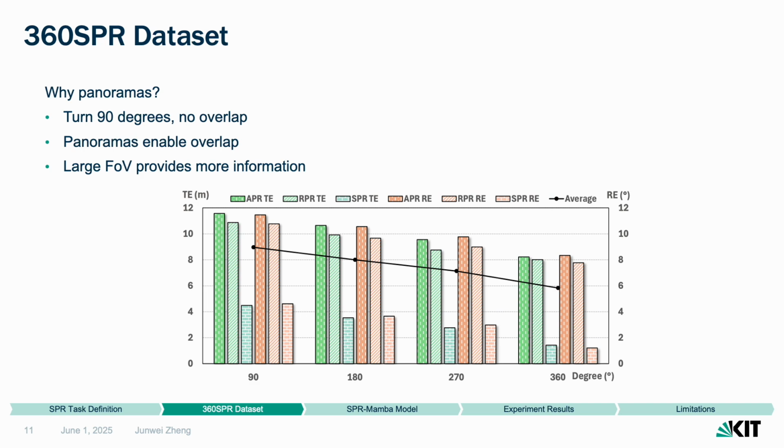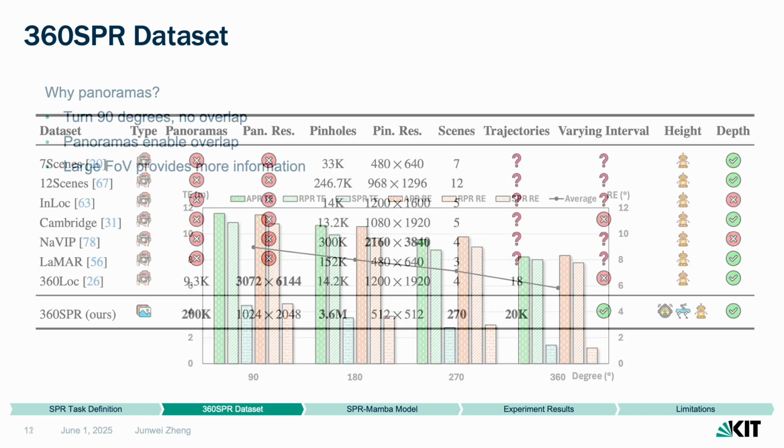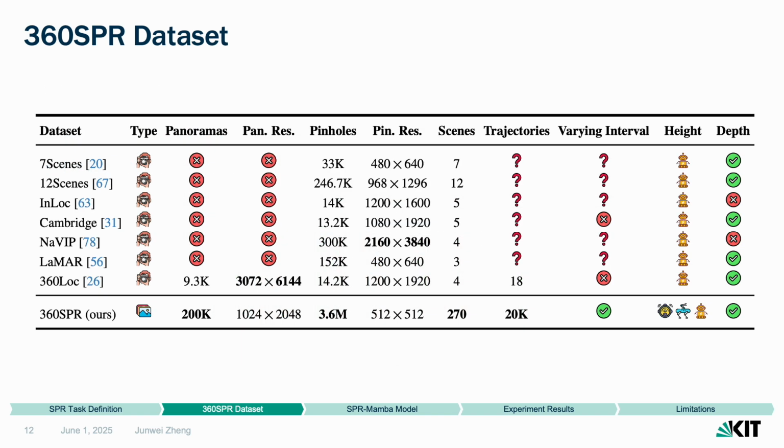In this figure, it can be observed that the translation and rotation error decrease when the image field of view increases among APR, RPR, and SPR, proving the necessity of using panoramas for visual localization. This table showcases the comparison of different visual localization datasets. Our 360 SPR contains more panoramas, more scenes, and more trajectories.